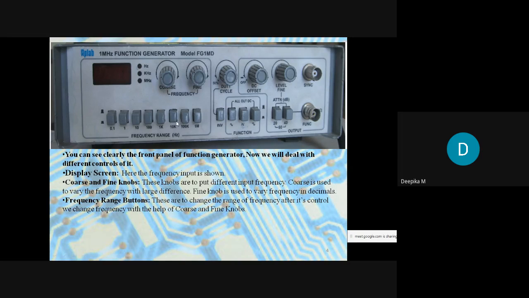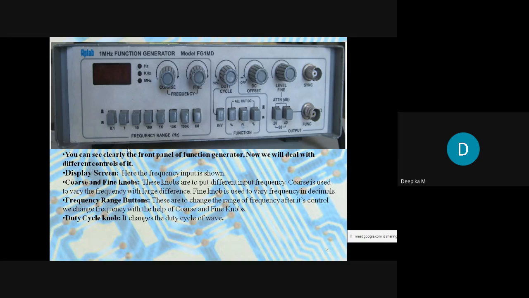And here also the large difference adjustment can be made by using the coarse adjustment knob, and the fractional or decimal point adjustment can be done by using the fine adjustment knob. So this is with respect to the frequency range knobs. And we have the duty cycle knob.